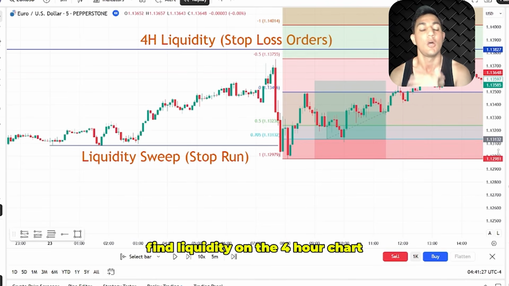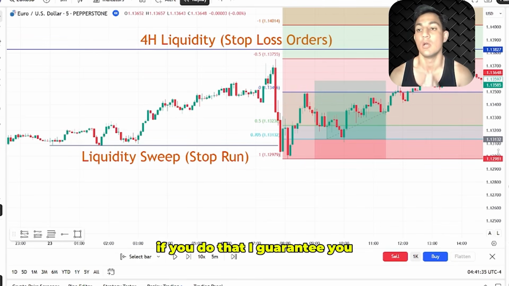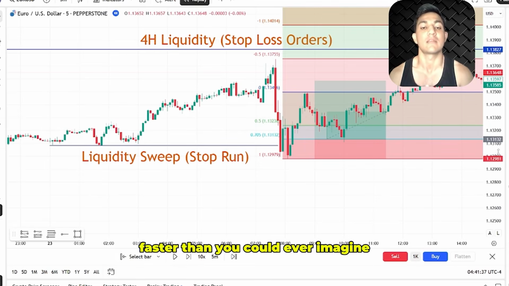Find liquidity on the 4 hour chart, that gives you your direction. Wait for a sweep on your entry time frame, and then look for any simple entry pattern. If you do that, I guarantee you will become profitable faster than you could ever imagine.